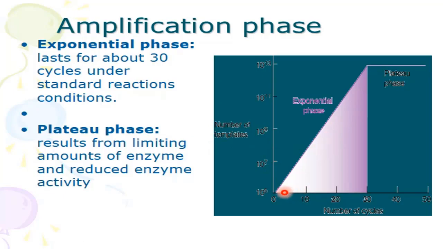The exponential phase lasts for all the cycles. For example, if I have 30 cycles for a certain program, the exponential phase will extend along the 30 cycles under a standard reaction. After that, it will reach the plateau phase. After completing the cycles inside the PCR instrument, it reaches the plateau phase.